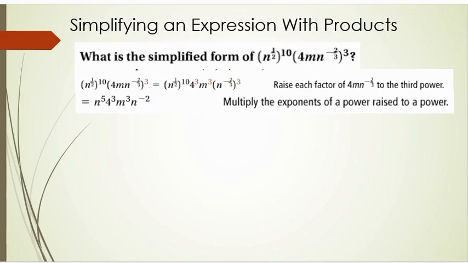Now multiply the exponents of power raised to power. So now you're going to simplify it more. So you have n to the 1/2 raised to the 10th, so you're going to have n to the 5th. Keep your 4 to the 3rd, keep your m to the 3rd, and now you're going to take your n to the negative 2/3 and raise it to the 3rd, which leaves you with n to the negative 2.